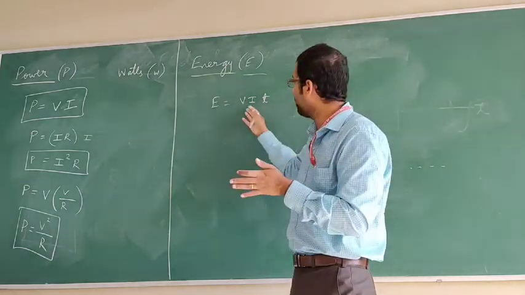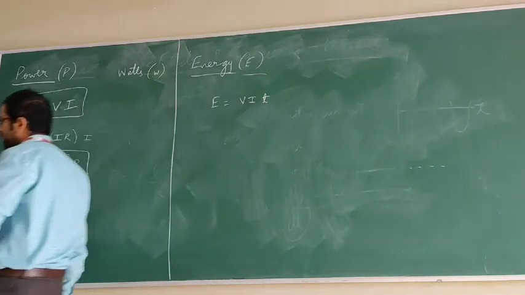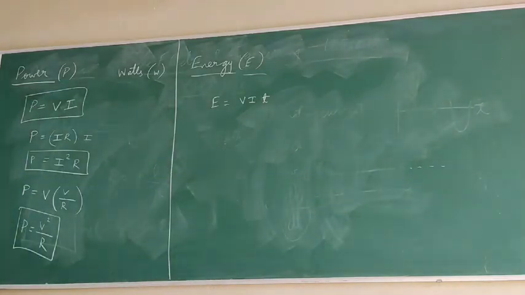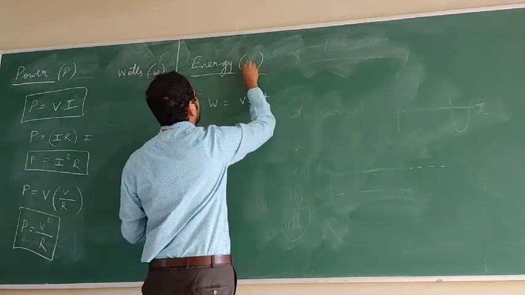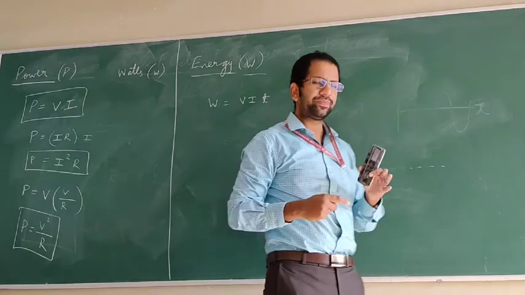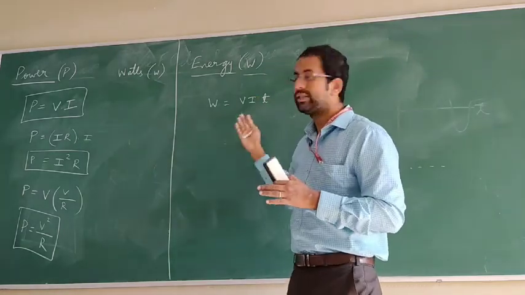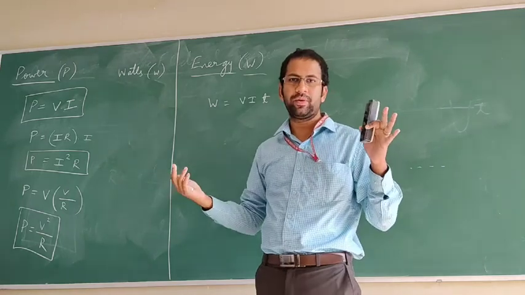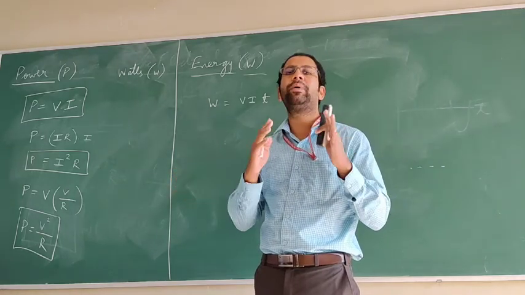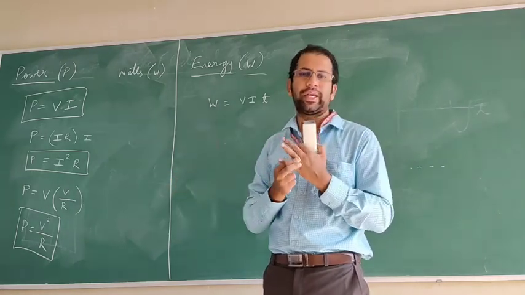You are seeing how much power there is for how much amount of time. Energy is nothing but power into time. Instead of E we are actually taking W. My energy will be in W. So energy is equal to how much power there is for how much amount of time, as in the example I told you.